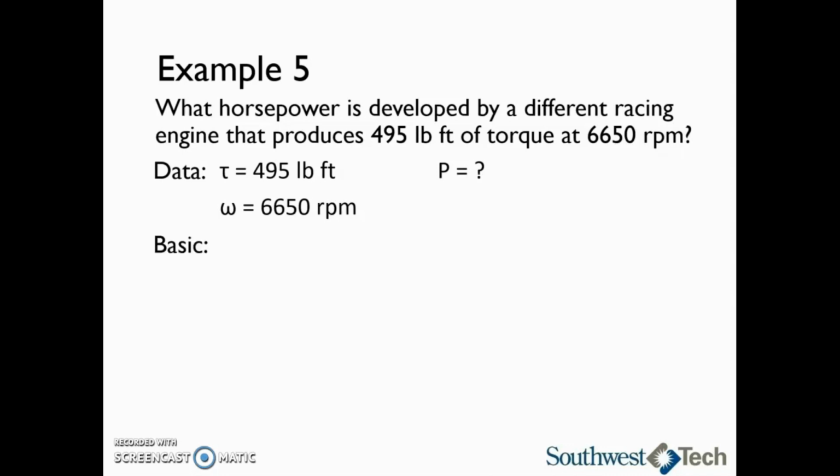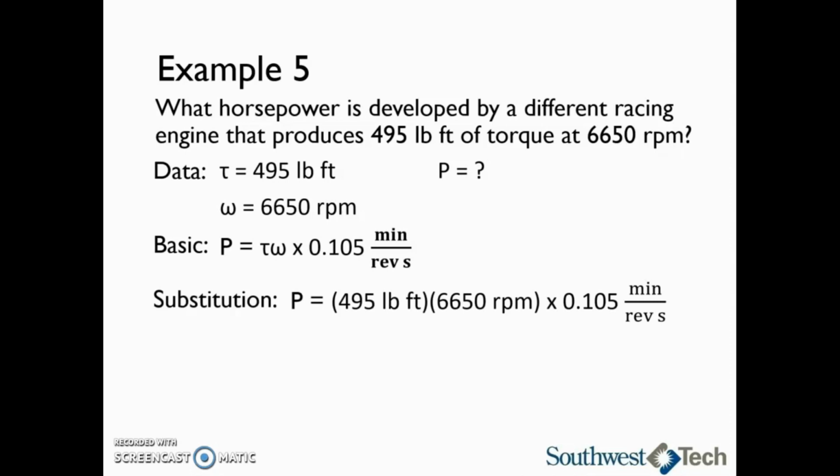The basic equation that we can use to find power in the English system is that power is equal to the torque times the angular velocity times the constant 0.105 minutes per revolution seconds. Since this is already written in terms of power, we can directly substitute into the basic equation. Power is equal to 495 pound-feet times 6,650 revolutions per minute times 0.105 minutes per revolution seconds. Multiplying, we see that the power developed by this engine is 346,000 pound-feet per second.